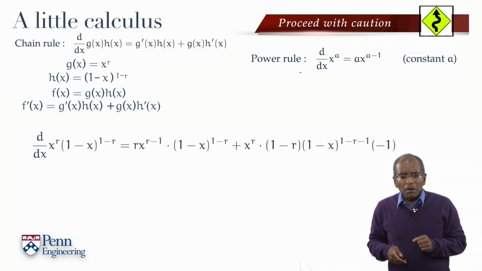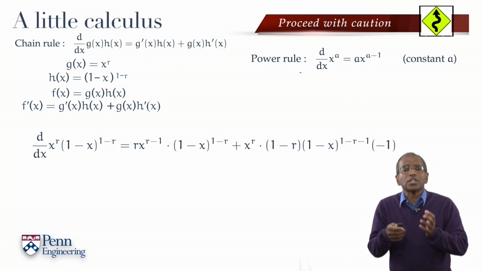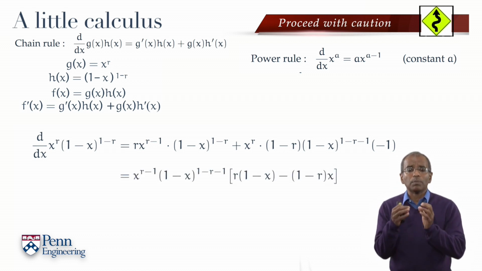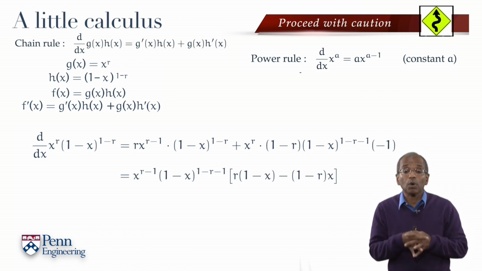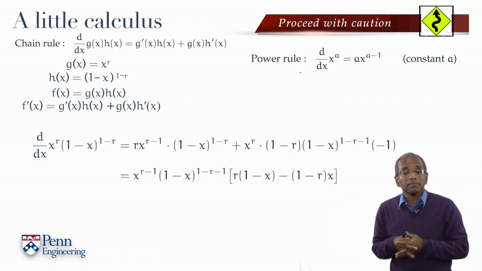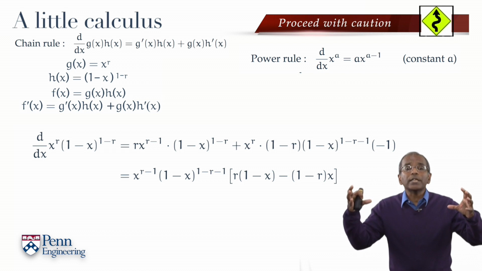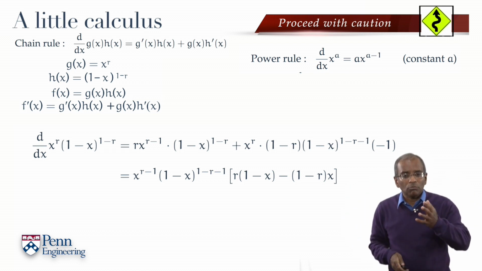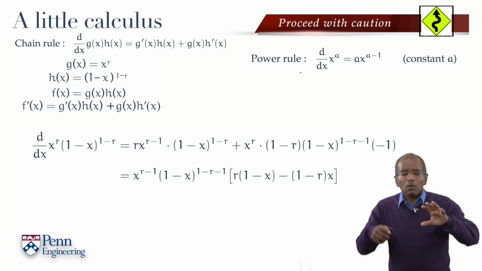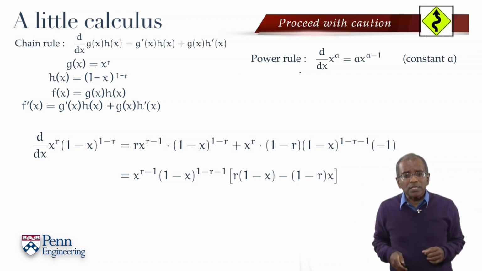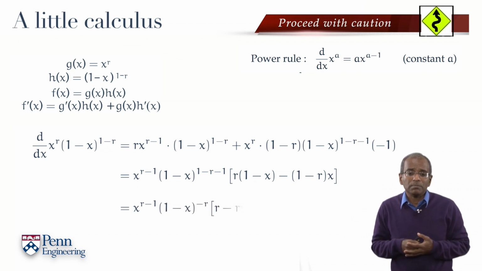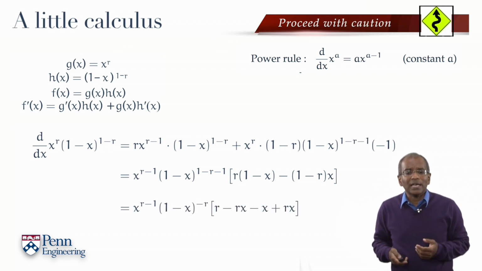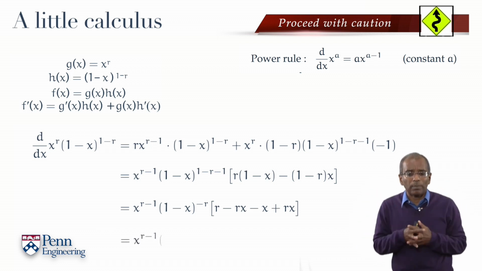Once you've got that far, we'll just collect common terms. The power x to the power r minus 1 and the power (1 minus x) to the power 1 minus r minus 1 are common from both sides. And then accumulate the remaining terms from each of the two terms inside the square brackets. Very good. Now, just go ahead and expand what is inside the square brackets. That's very simple. We write it out, and we find that the term r x cancels inside, leaving something very nice and simple in the square brackets.